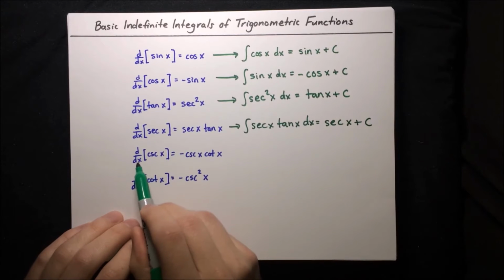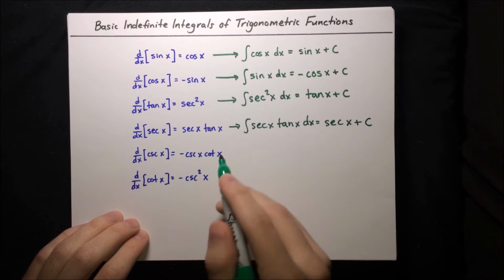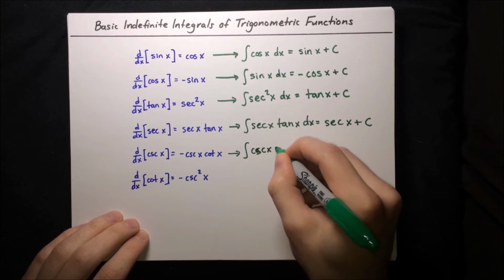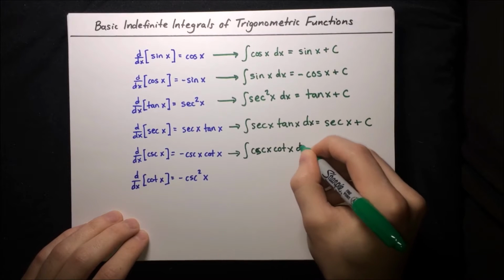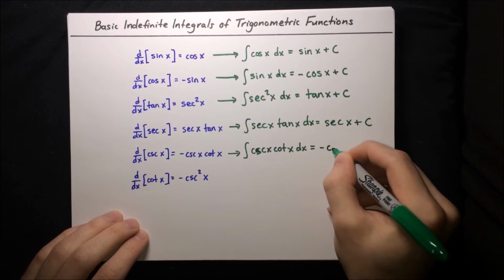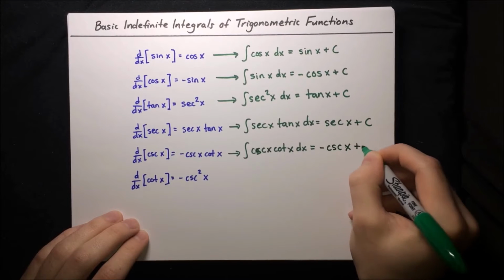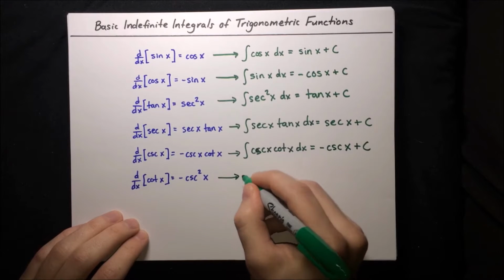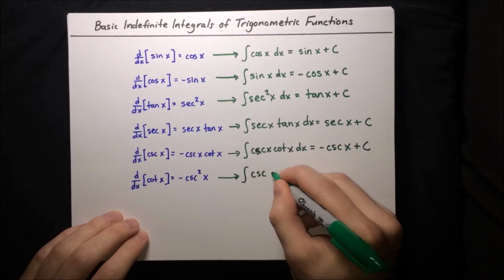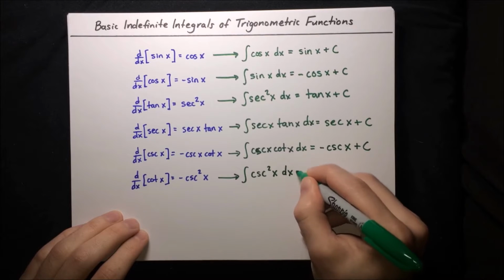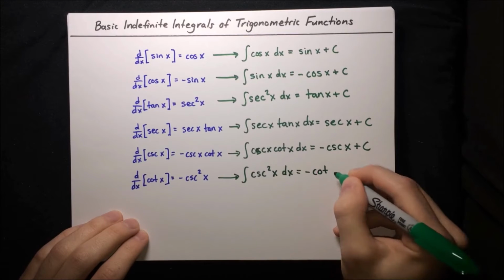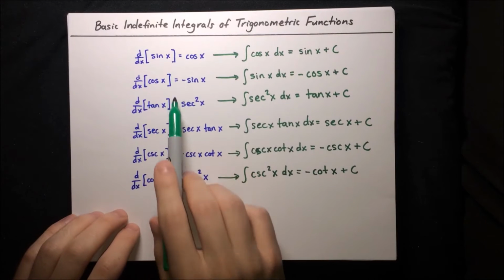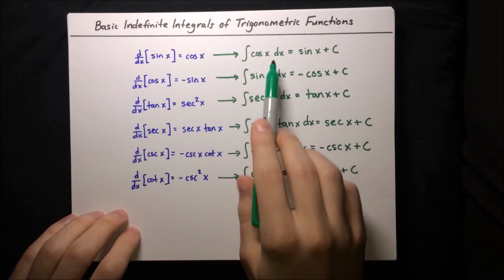And then since the derivative of cosecant is negative cosecant cotangent, then the integral of cosecant cotangent x is just negative cosecant x, and then since the derivative of cotangent is negative cosecant squared, then the integral of cosecant squared is just negative cotangent. So really, as long as you remember the derivative rules here, then you can just flip them around to get the integral rules.